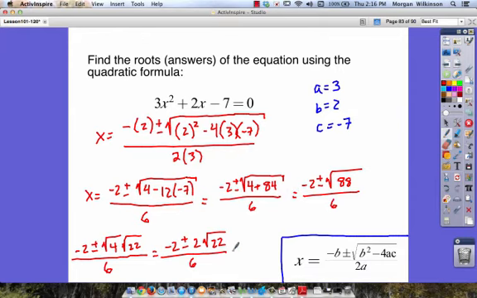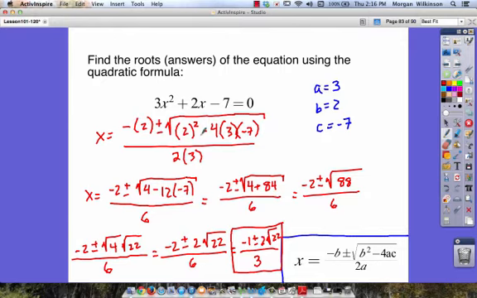Our last step is we're going to divide both pieces, negative 2 by 6, and 2 times the square root of 22 by 6. And what we'll see is negative 2 over 6 is the same as negative 1 over 3, plus or minus 2 times the square root of 22. Just enough room there. We've got our final answer. And this is 2 answers.